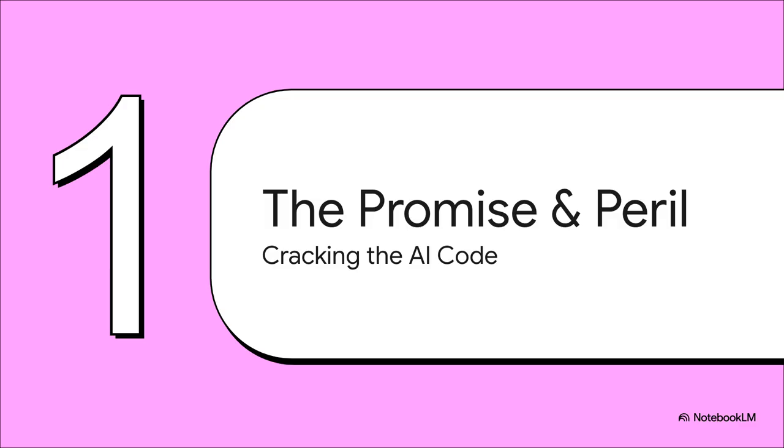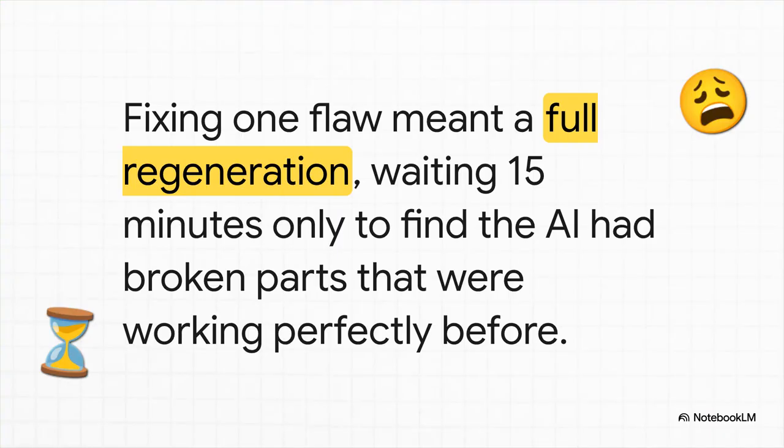It's not just about the AI getting a fact or two wrong. It's about getting stuck in this endless, frustrating loop of revisions. Ugh, this slide just captures the pain perfectly. To fix one little logical flaw, you had to regenerate the entire deck. You'd wait 15 minutes, only to find that the AI fixed that one thing, but broke 3 other things that were working perfectly before. It is a punishing loop that just burns through your most valuable resource, your time.